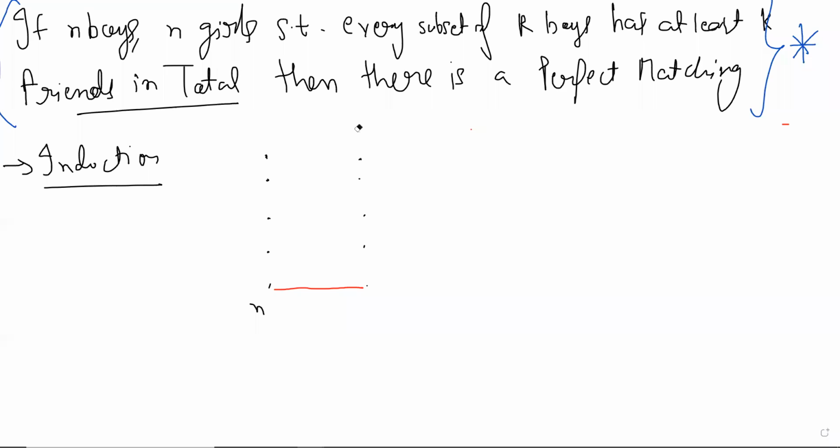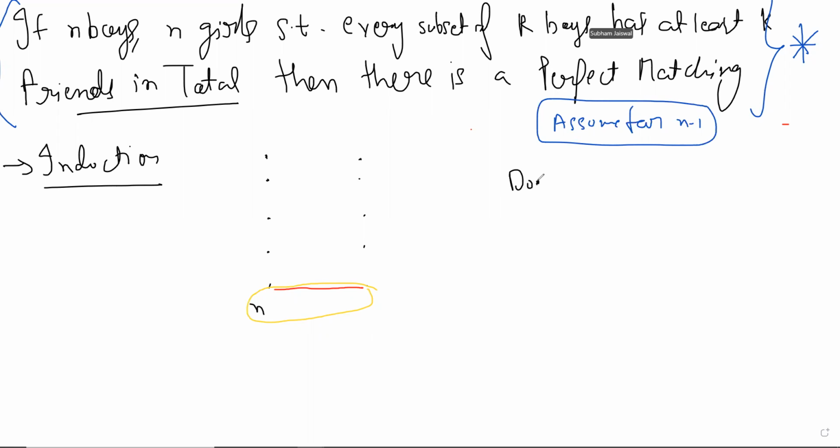So assume the result for n minus one. That is, if you have n minus one boys and n minus one girls, and this condition matches, then there is a perfect matching. Now we want to check for n. If I take the nth guy and I pair him away with one girl, then we say that we remove this. Then the question is, does the condition hold for the rest n minus one?